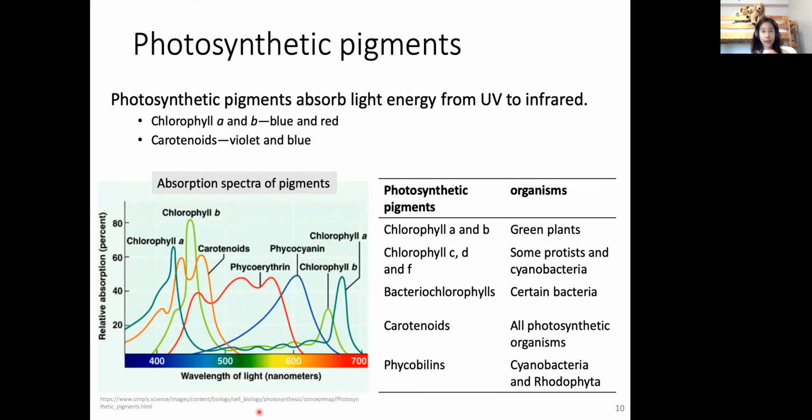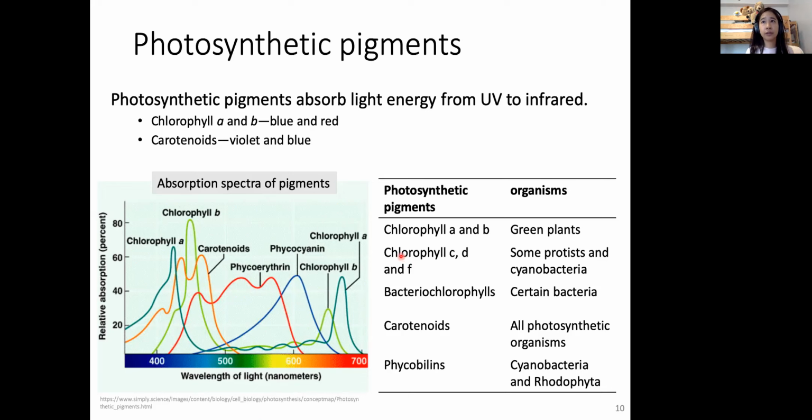For example, you can see that plants are green because they reflect the green color out, so our eyes can see the green color. But actually, the chlorophyll absorbs other colors of light. They absorb blue light and red light, and they use those two colors of light to get energy and then drive photosynthesis.